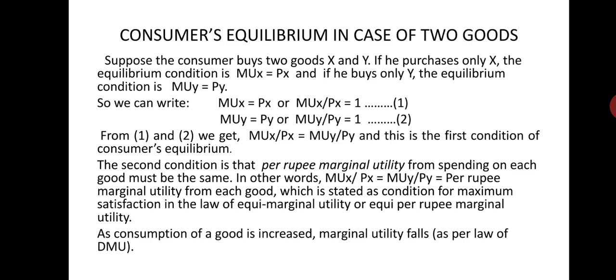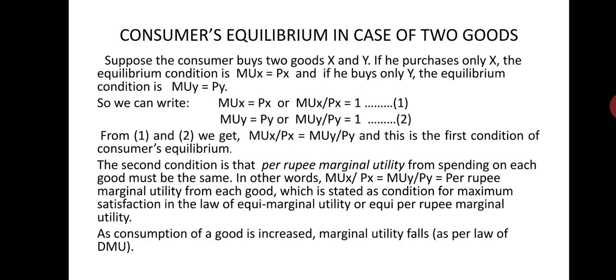which combines the first condition, that is MUx upon Px must be equal to MUy upon Py. One more thing added, that is MUx upon Px is equal to MUy upon Py is equal to per rupee marginal utility from each good. It is a condition of consumer's equilibrium in case of two goods. As consumption of a good is increased, marginal utility falls. It is already known from the law of diminishing marginal utility.